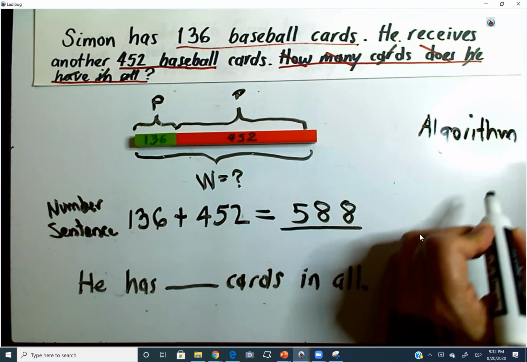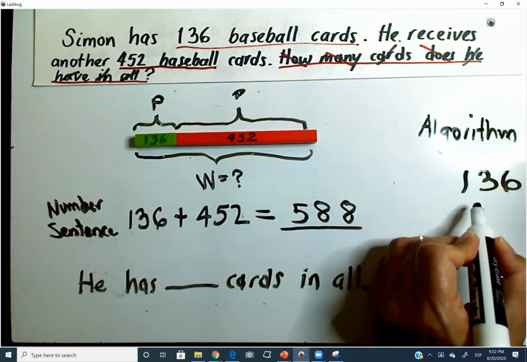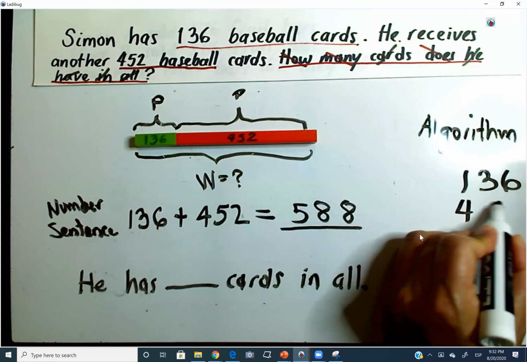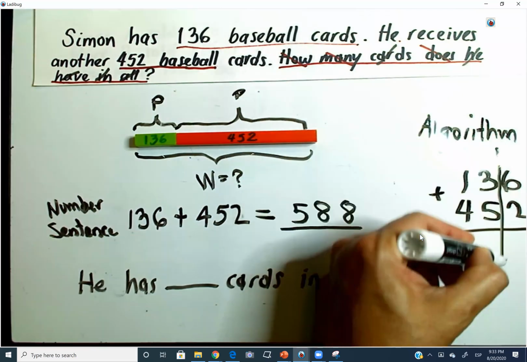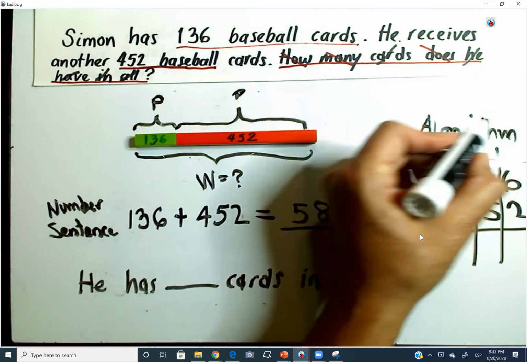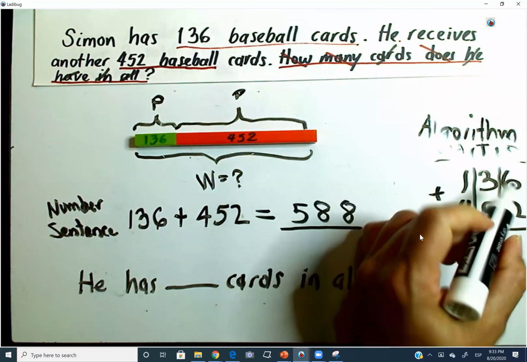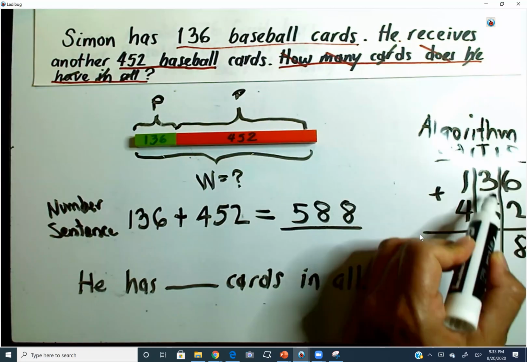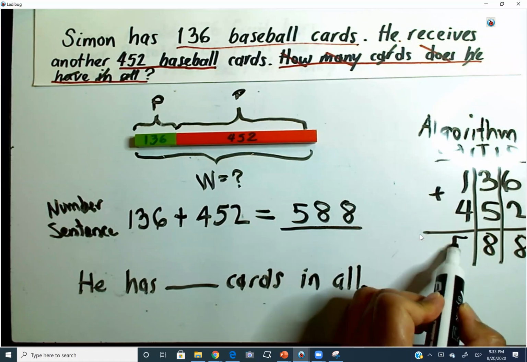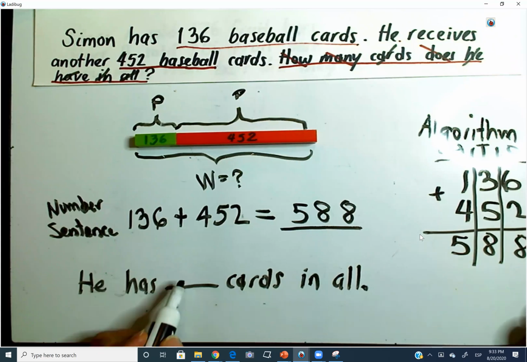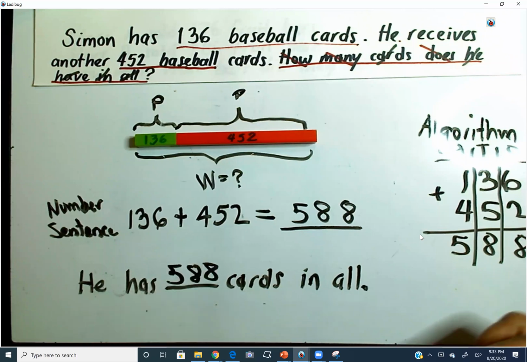So we add the same numbers, 136 plus 452. Now remember to align the numbers always, the ones with the ones, the tens with the tens, and the hundreds with the hundreds. So 6 ones plus 2 ones is 8 ones. 3 tens plus 5 tens is 8 tens. And 100 plus 400 makes 500. So the answer to my problem is that Simon has 588 cards in all. Now let's move to a problem that is addition again, but this time it's going to be with regrouping.